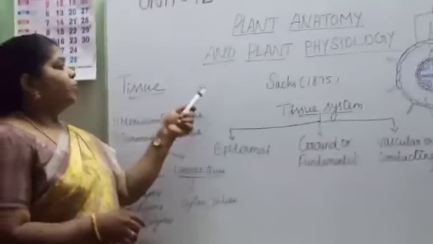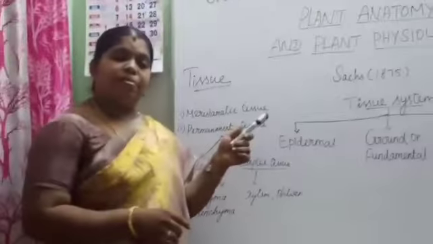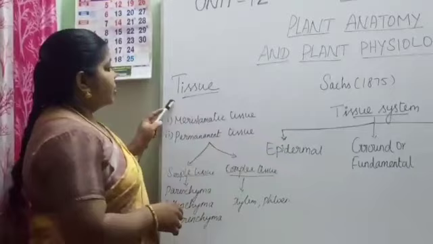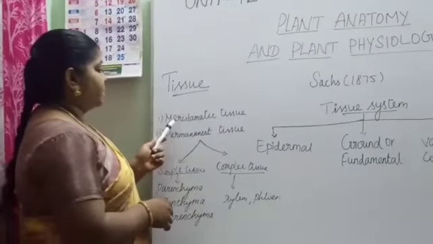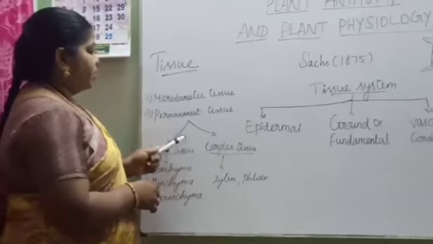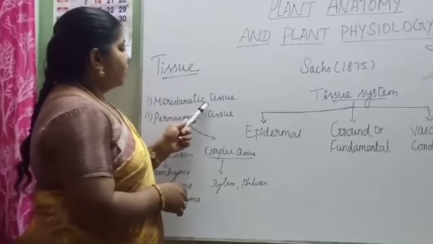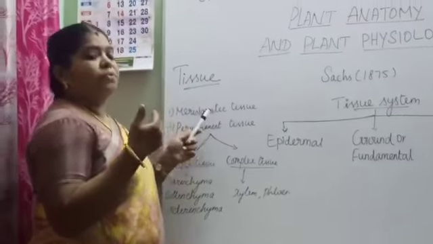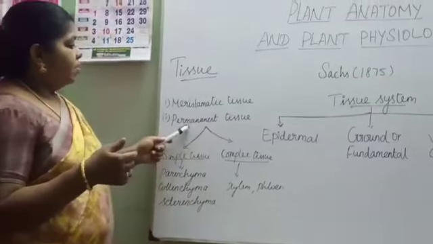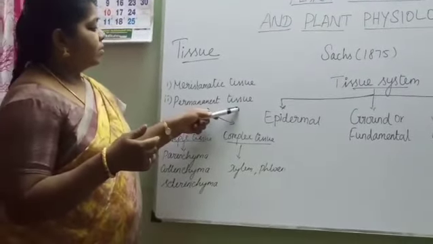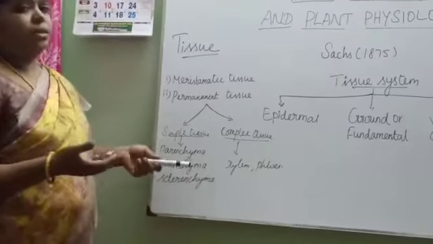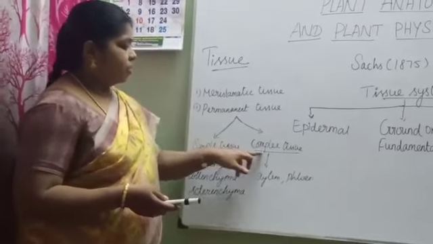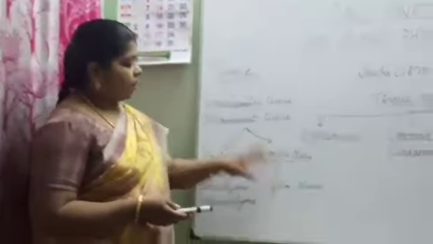Tissues are the group of cells that are similar and dissimilar in origin and structure but perform similar action. The tissues are classified into two types, meristematic tissue and permanent tissue. Meristematic tissues are self-perpetuating, in continuous state of cell division. Permanent tissues have lost their division either permanently or temporarily. Permanent tissues are divided into two types: simple tissue and complex tissue.